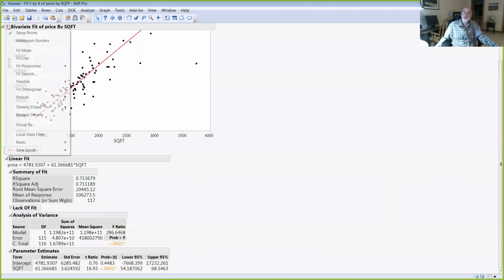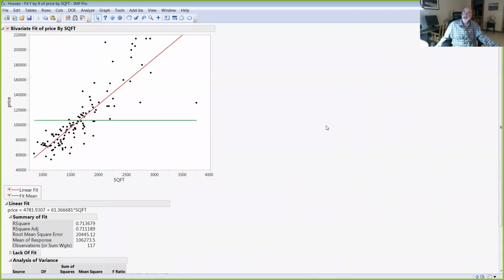And I could actually show you what that would look like if I do fit mean. This green line is the hypothesis we just tested. If on average there's no relationship between square footage and price, the green line represents the average price of homes in this sample. And so what we're really testing is, could the green line be the true relationship, and this scattering of points just happens to be due to random sampling? We just took a random sample of 117 houses and they turned out to look like this. Well, it doesn't look like very much randomness.